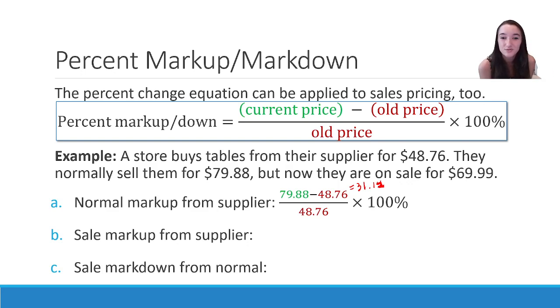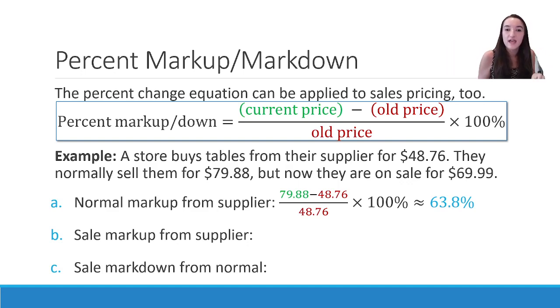So we get 31.12 divided by 48.76 times 100. We end up with 63.8%. Okay, that makes sense. It's a positive value because they made their price higher, which makes sense because the store wants to make money, right? They want to make profits. They have to sell the table for more money than they bought it for, or else they're not making a profit.